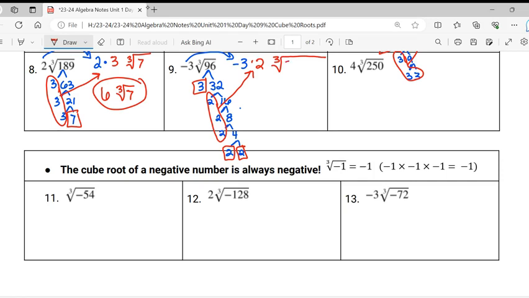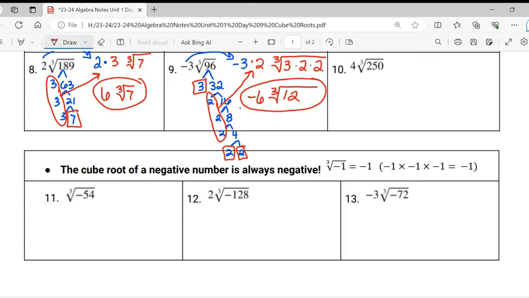So I have 3 times 2 times 2. And now we can simplify. Negative 3 times 2 on the outside is negative 6. 3 times 2 is 6, times 2 again is 12. And we have simplified our radical.